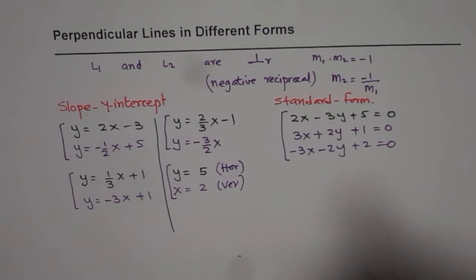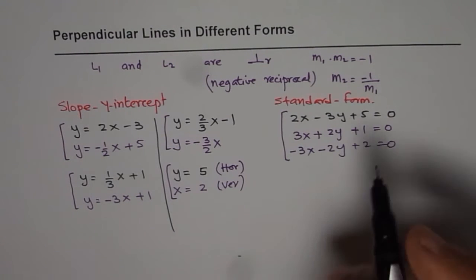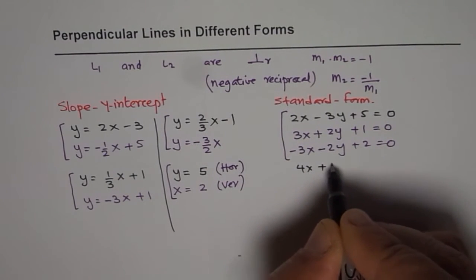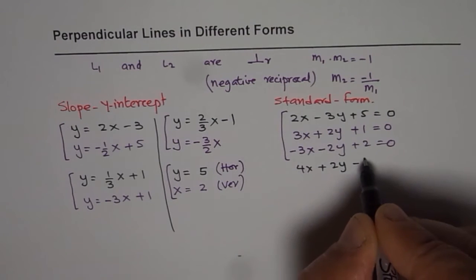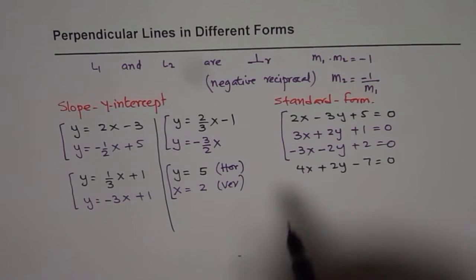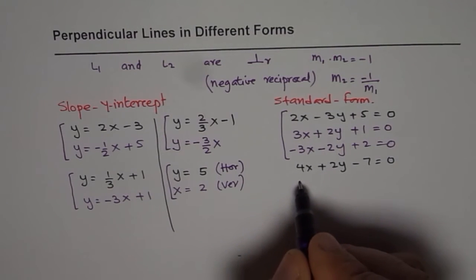Let me take one more example and then you can write the answer before me. Let us say we have 4x plus 2y minus 7 equals 0. Now can you write down the equation of lines which are perpendicular to the given line? One of them will be, change this, so write 2x, right?